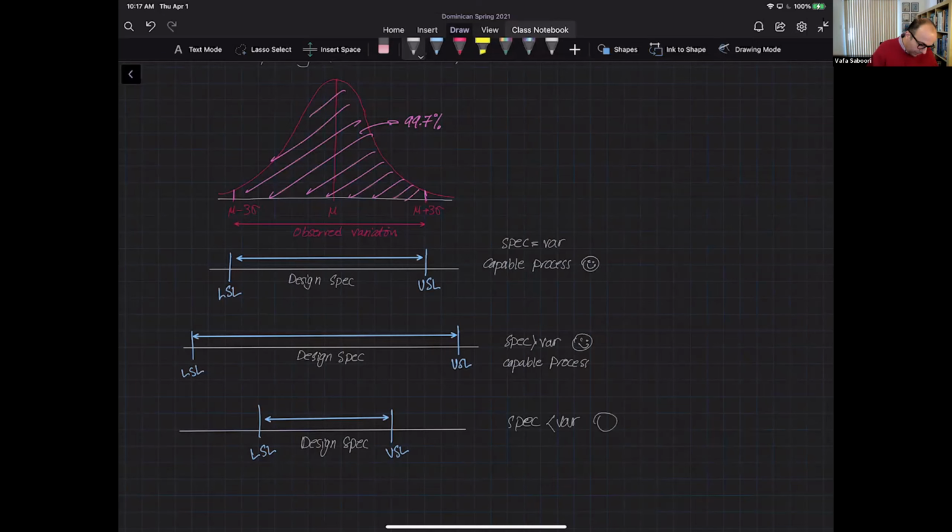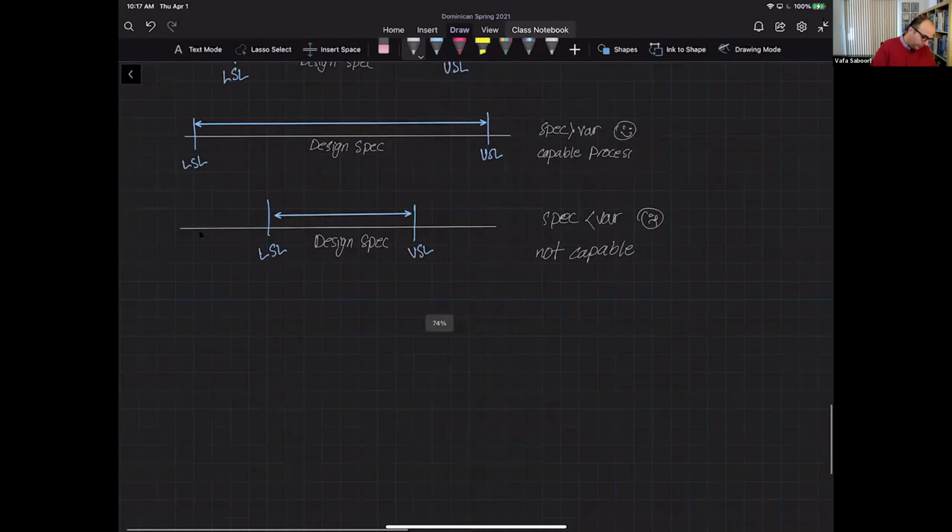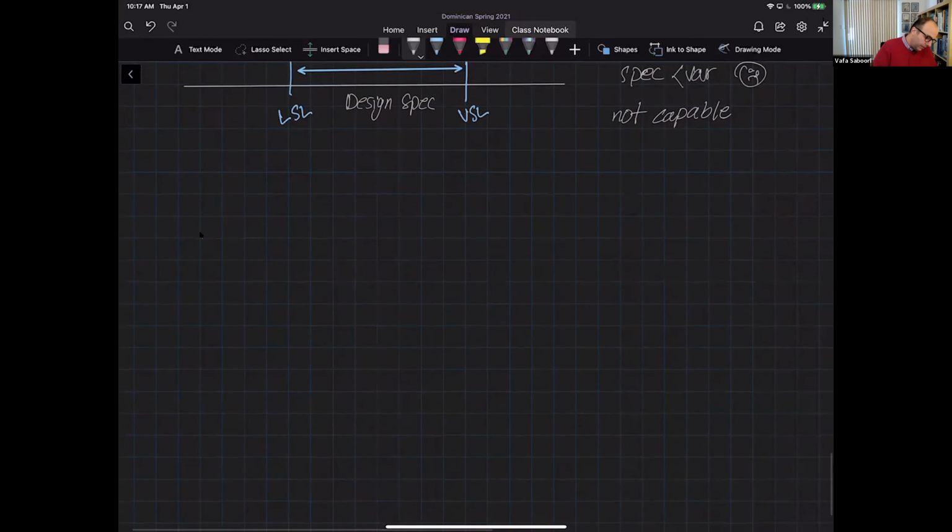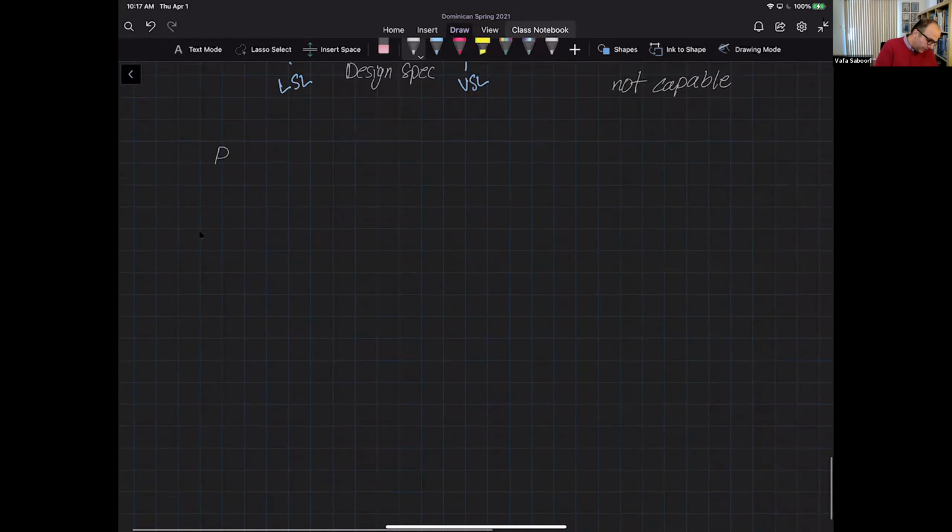This is an incapable process, okay? So this is not capable. My process is not good. It's not meeting the customer specification. So this is the visual way to see if the process is capable or not. But then we have a measure for calculating the process capability, and that's called process capability index. It has a very straightforward formula, okay?